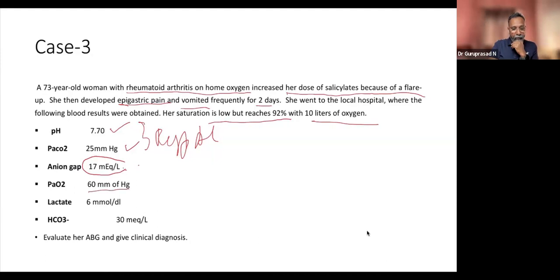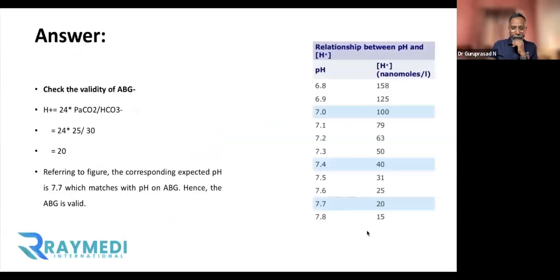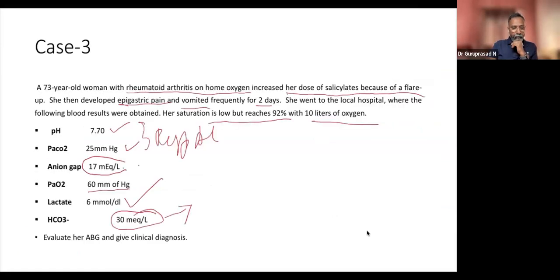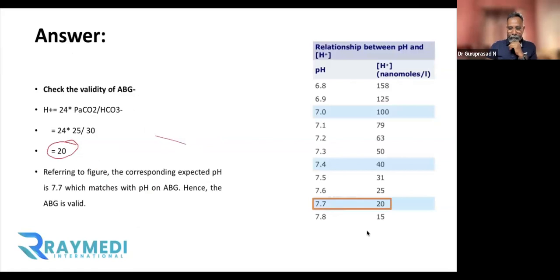The PO2 is 60, that is, mild hypoxemia. The lactates are high, and the bicarbonate is 30. So there is an alkalosis here also. But when they have calculated the anion gap, it has come as 17, which is not given here. Again, if you do the validity formula, the hydrogen ion is 20, so it matches the pH of 7.7. So it is a valid ABG.